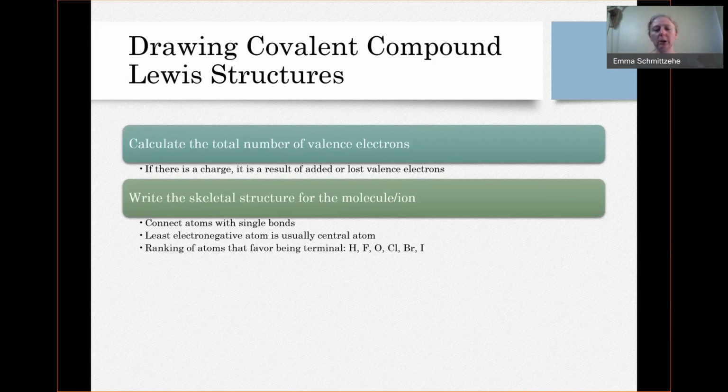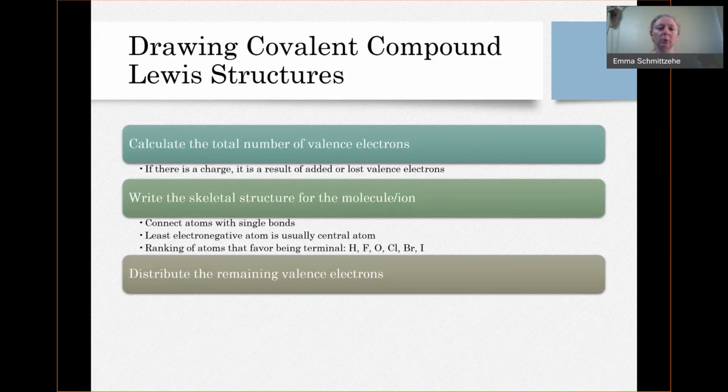Okay, so you've got to figure out what's in the center, and you single bond everything. Now, once you're done with that, you're going to distribute the remaining electrons. Remember, you added a single bond to connect each thing, and those single bonds are electrons. So each one of those is two of your valence electrons that you have to work with. And whatever you have remaining out of your total, you're going to distribute those.